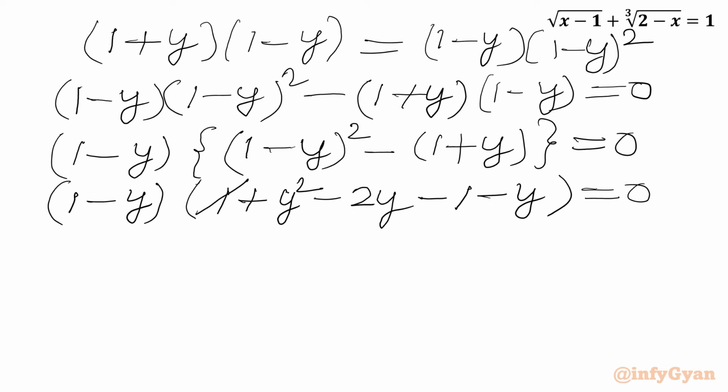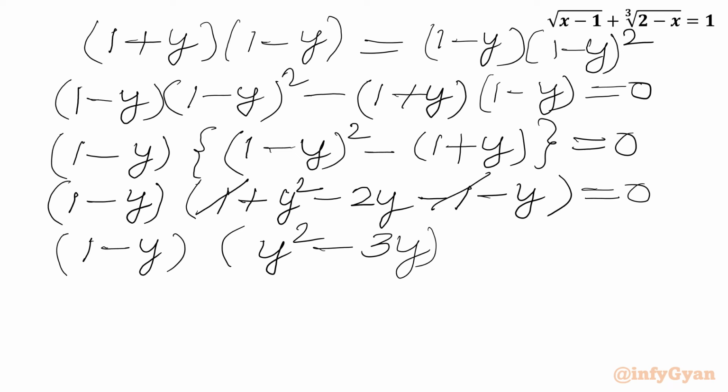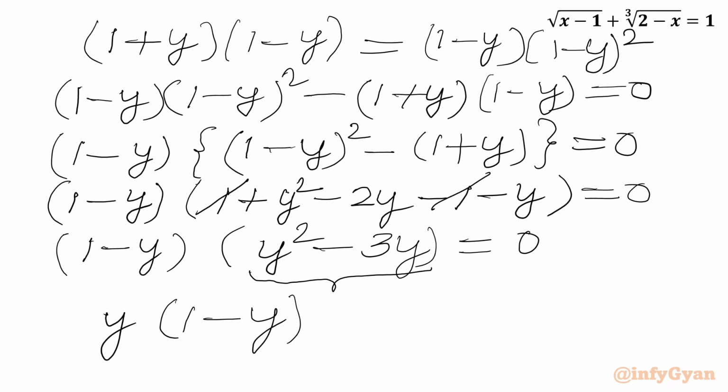Now we can cancel plus 1 and minus 1 here. Minus 2y minus y is minus 3y. So we are going to write (1 minus y) times (y square minus 3y) equal to 0. Now from this bracket we can take y common out. So we will write y times (1 minus y) times (y minus 3) equal to 0.